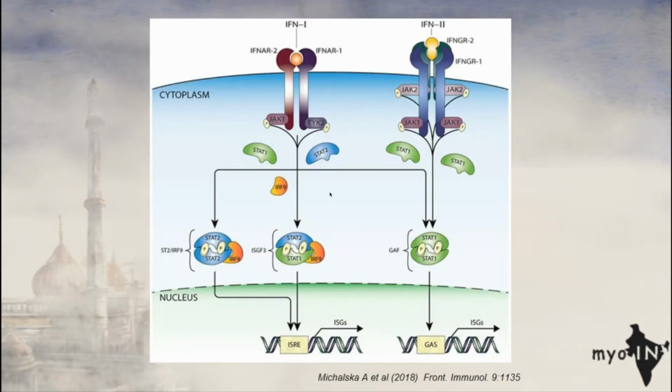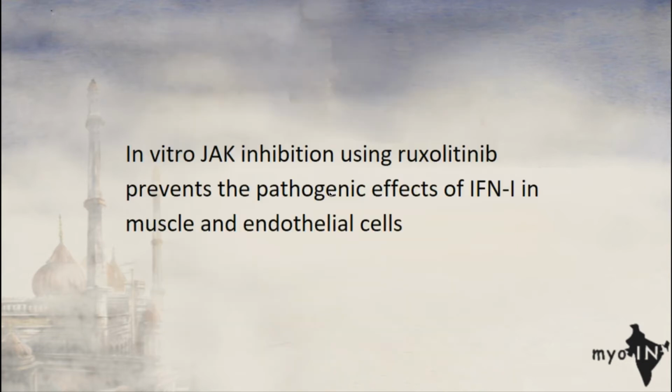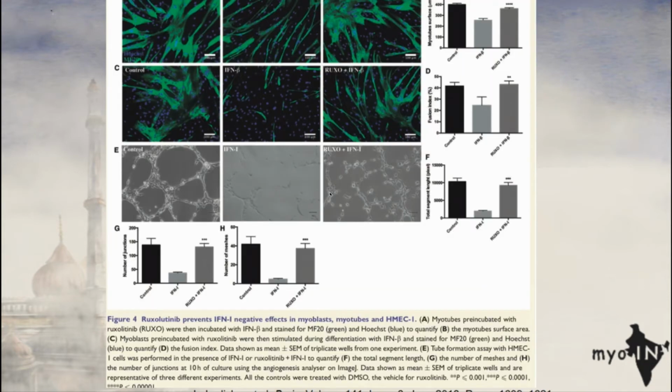Next slide, please. Now, if you look at the type 1 interferon pathway, we know that the intracellular signaling mainly happens through JAK1 and TYK2, as well as JAK1 and JAK1. So basically, if we want to inhibit the intracellular process, maybe targeting this would be good. Next slide. So when we look at the in vitro inhibition using ruxolitinib, let's see what happens. Next slide. They have shown that these myotubes, if pre-incubated with ruxolitinib and then exposed to interferon, do not have atrophy, and the atrophy is significantly prevented, and the neoangiogenesis happens and is not inhibited.